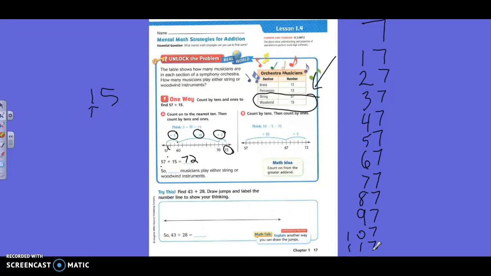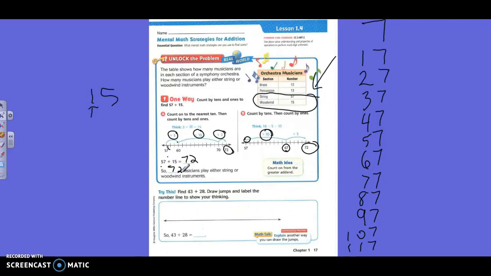Okay, so right here, if you jump 10 from this number line, you get to 67. And then 10 plus 5 more is 15. So 67 add 5 would be 72. So 72 musicians play either string or woodwind instruments.